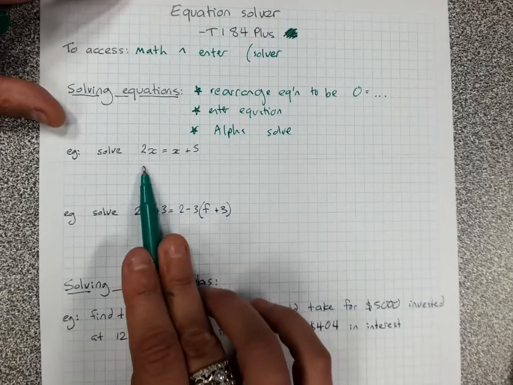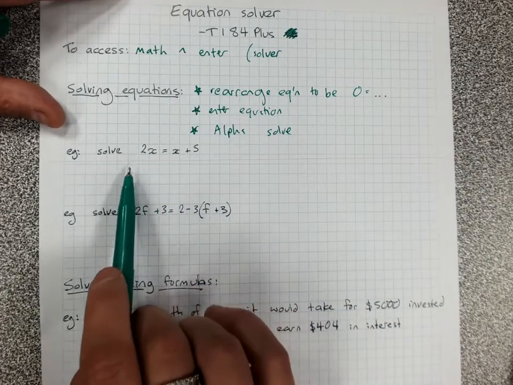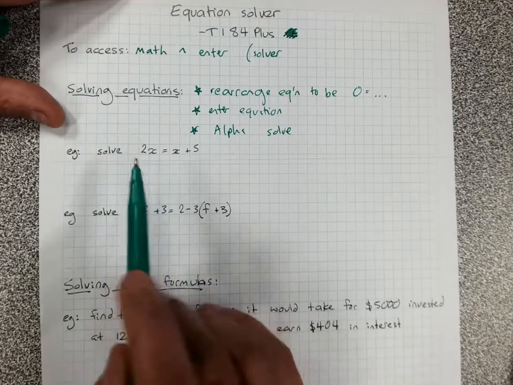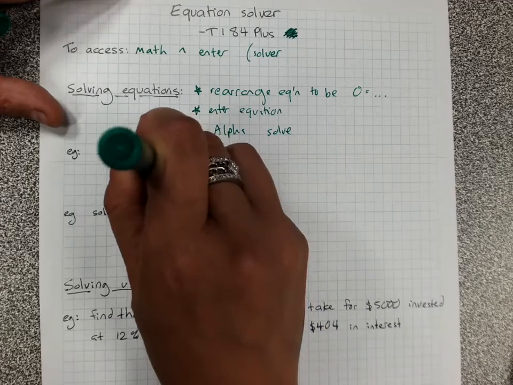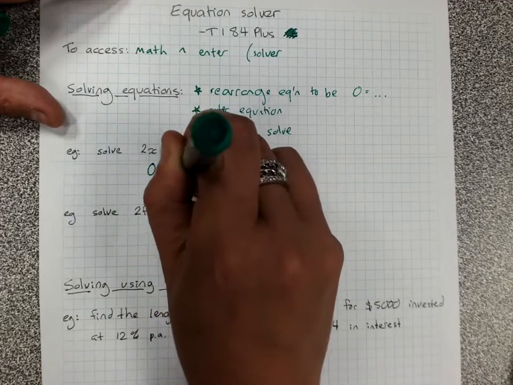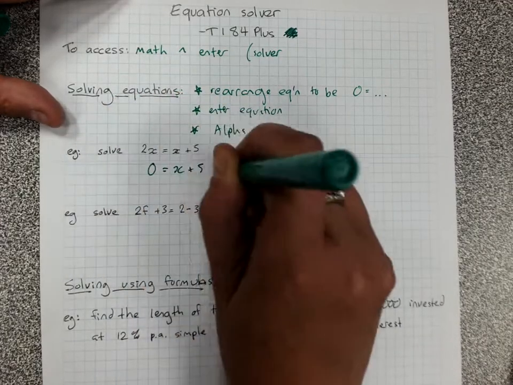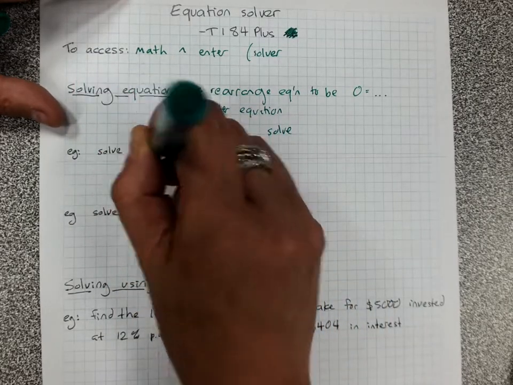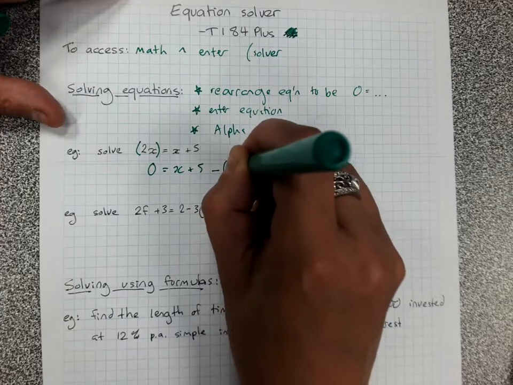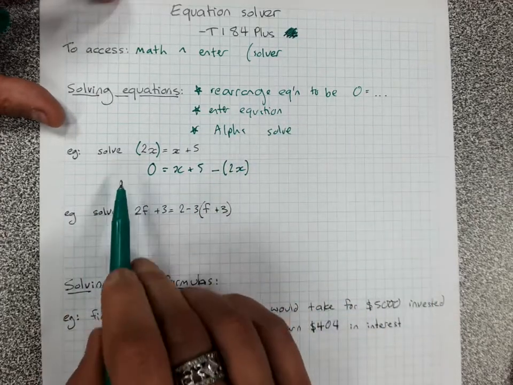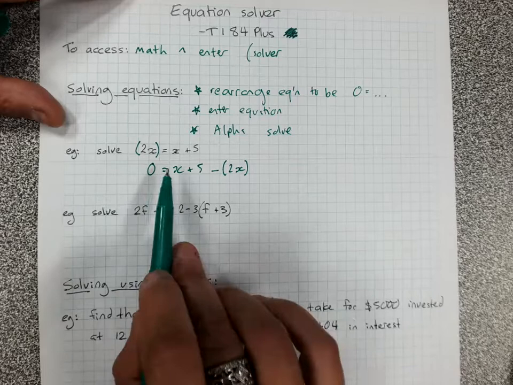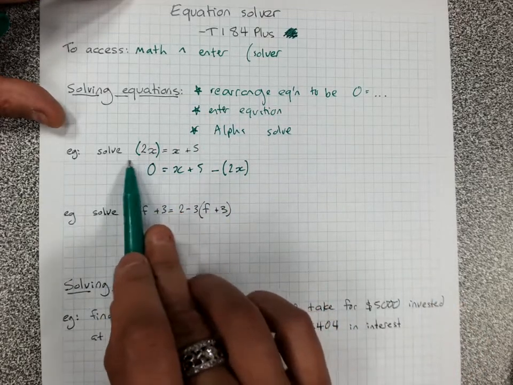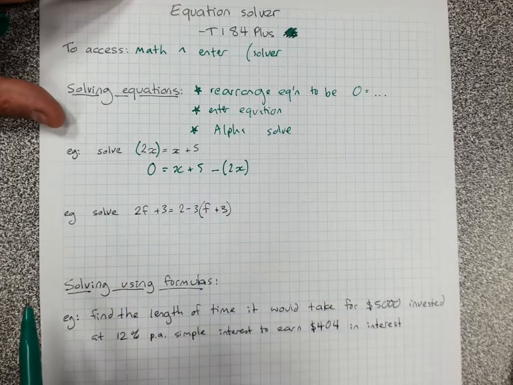But it does need us to rearrange. I want 0 on this side. I've got to get rid of this 2x. 0 equals, keep this, take away this side. It's safest if you take it away in brackets. Rearrange the equation to have 0 here. We're just taking away whatever's over here from that side.